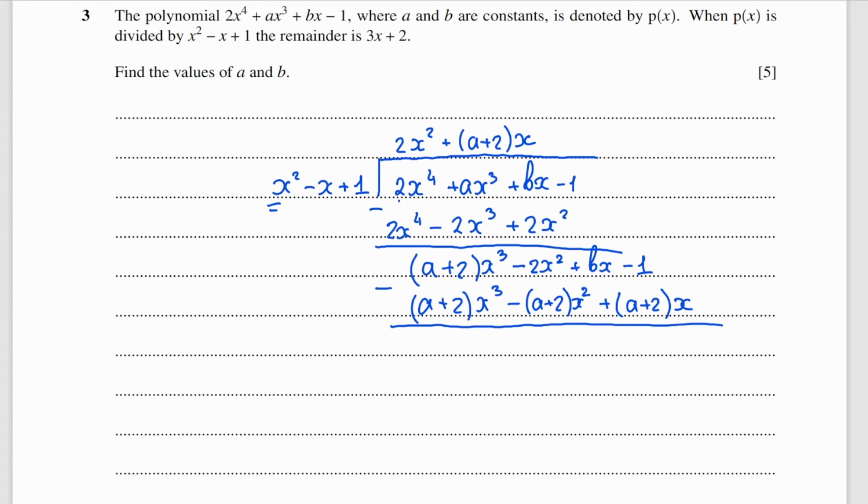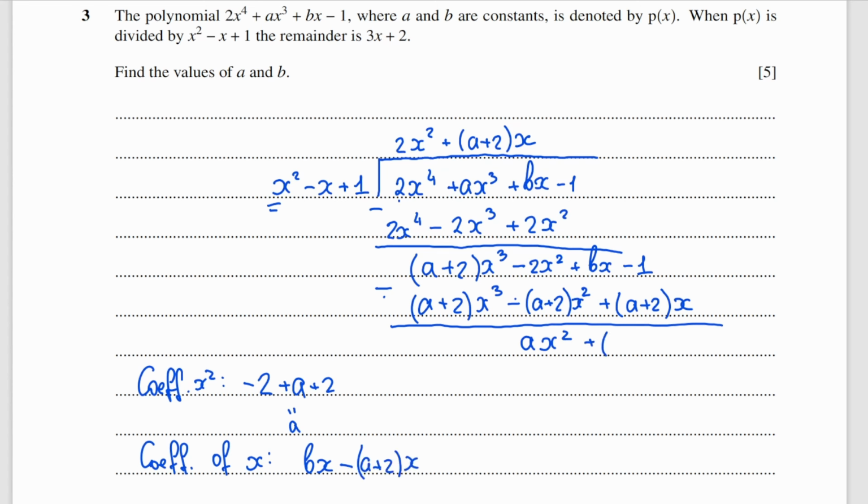Now subtract, x cubed will cancel out, and for the coefficient of x squared, we'll get minus 2, minus and minus will cancel out, and get a plus 2. So all in all, this is a. There we go, ax squared. Now what about the coefficient of x? We got bx minus a plus 2x. That will be b minus a minus 2 x. And then don't forget this minus 1.